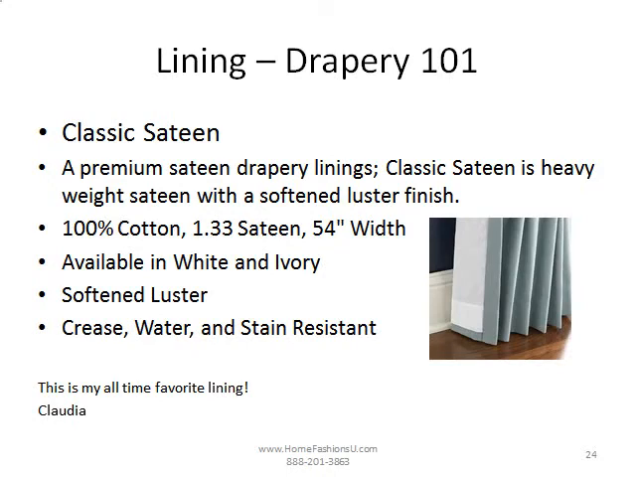Classic sateen is a premium sateen drapery lining. It's a heavyweight sateen with a softened luster finish. It's 100% cotton, 1.33 sateen, and comes in a 54-inch width. It's available in white and ivory. It has a beautiful, what we call hand. It feels good. It's got a softened luster. It is crease, water, and stain resistant. And as Claudia says, it's the best.